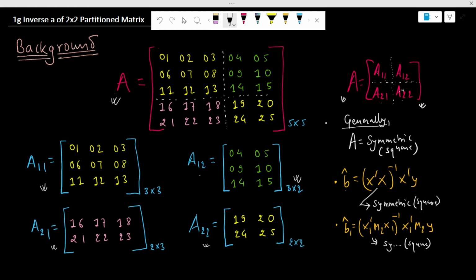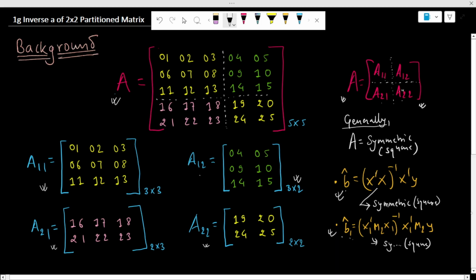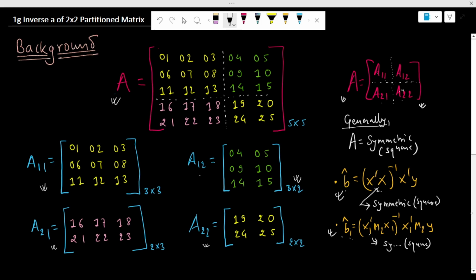When we calculate the beta estimate, we have x transpose x, which is a square as well as a symmetric matrix. Similarly, while calculating the beta estimate in partition regression equations, a symmetric and square matrix is involved. So these are the cases of the inverse of a symmetric matrix, and in order to understand the internal process, sometimes we need to partition these symmetric matrices and calculate the inverse of it.